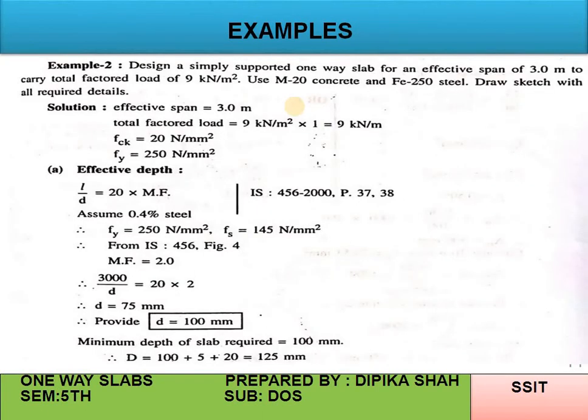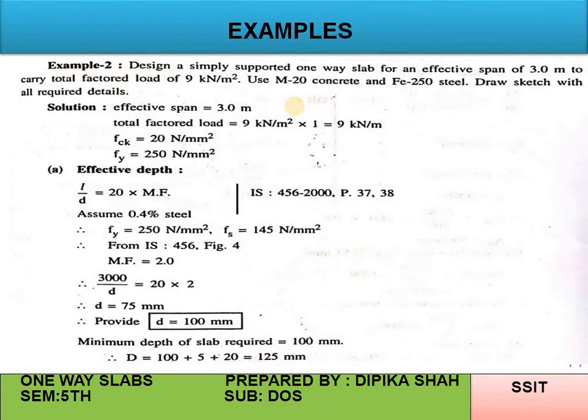So let's start one example. Design a simply supported one-way slab for an effective span of 3 meters to carry a total factored load of 9 kN per meter square. Use M20 concrete and Fe250 steel. Draw a sketch with all required details. So here the effective span is 3 meters, the factored load is already given as 9 kN per meter square, so we take 9 kN per meter. fck is 20 N/mm square and fy is 250 N/mm square.